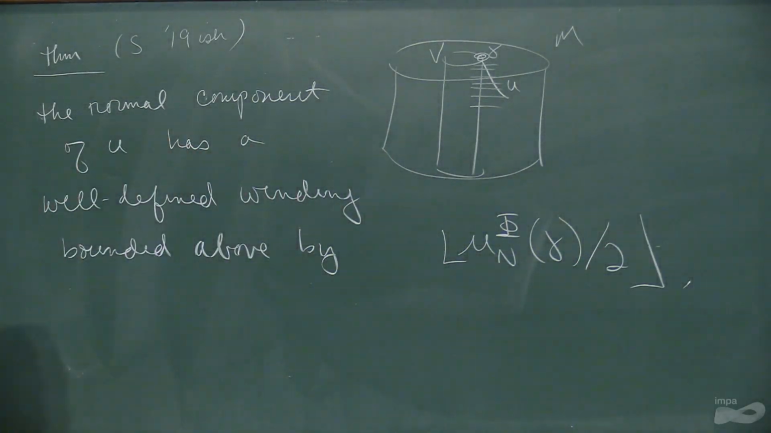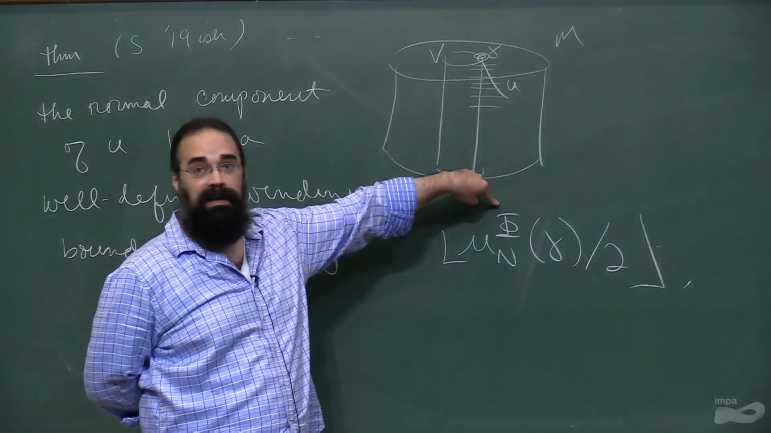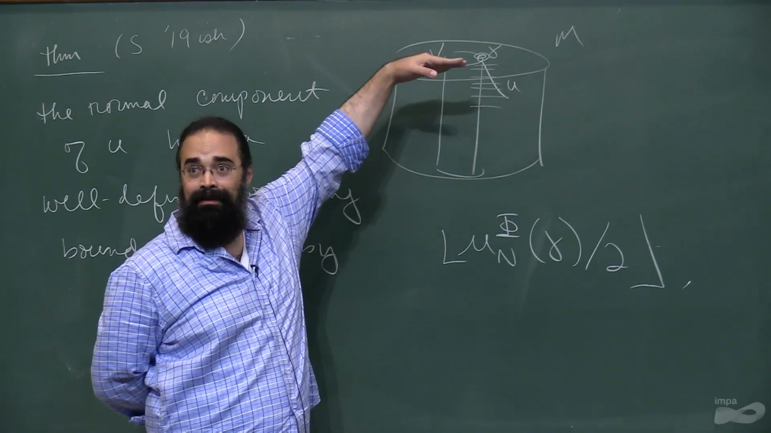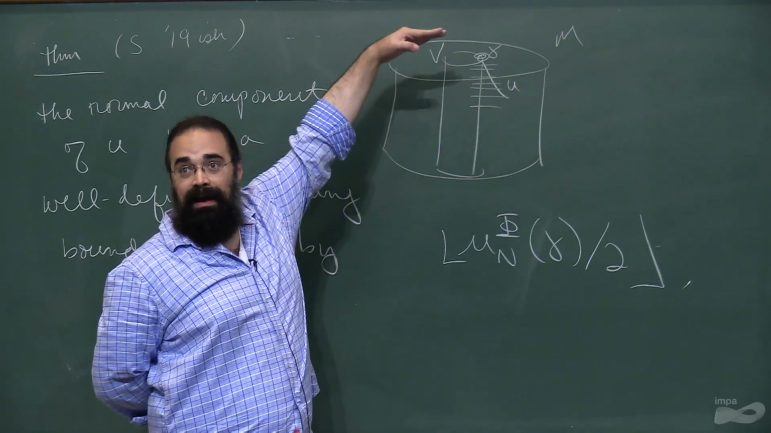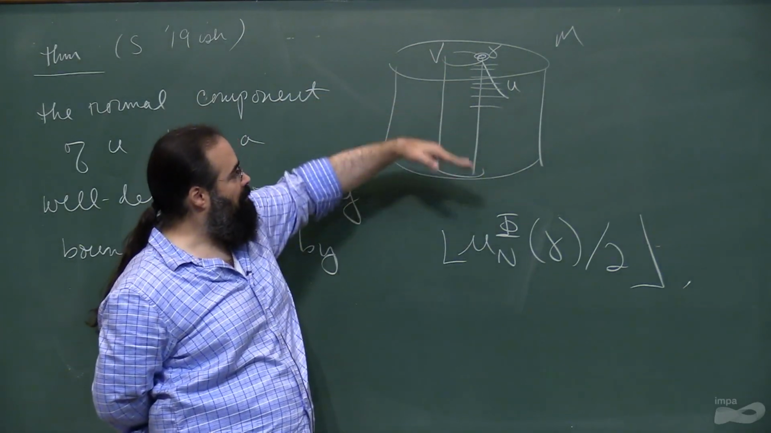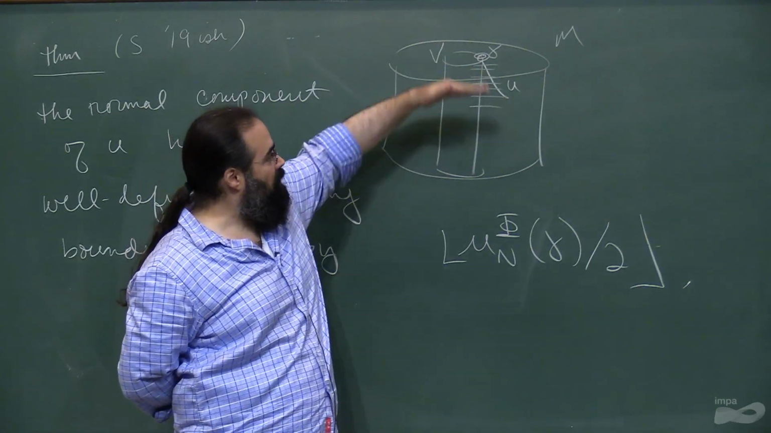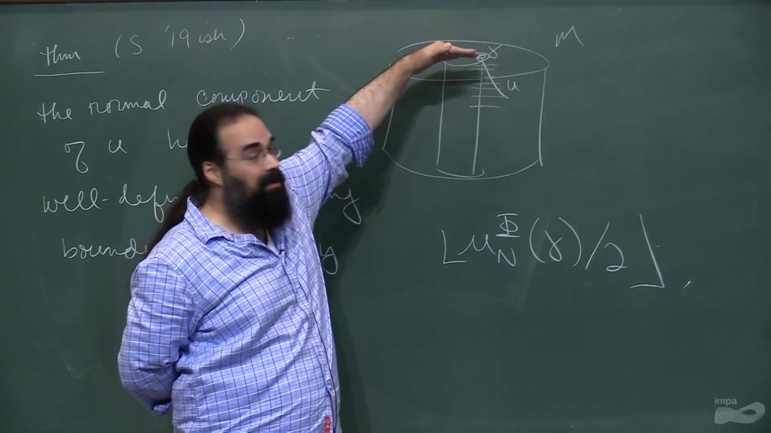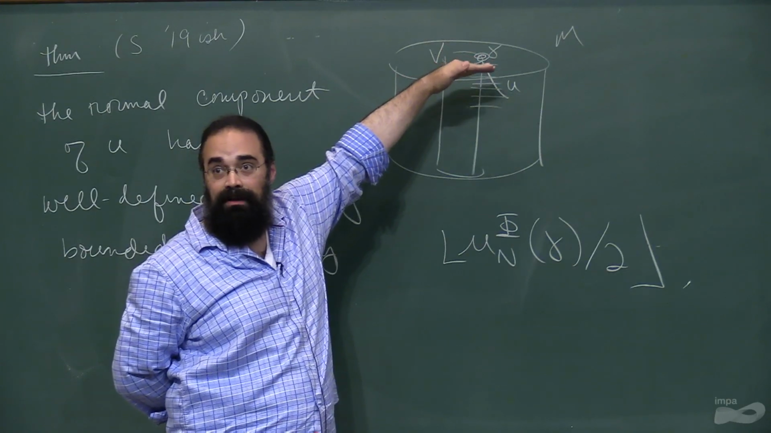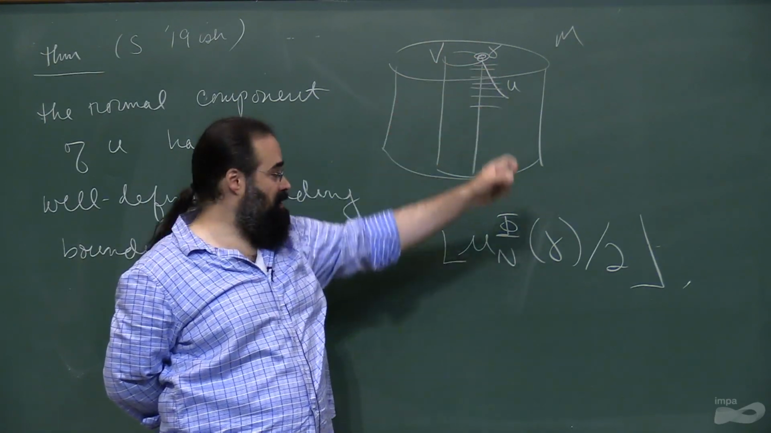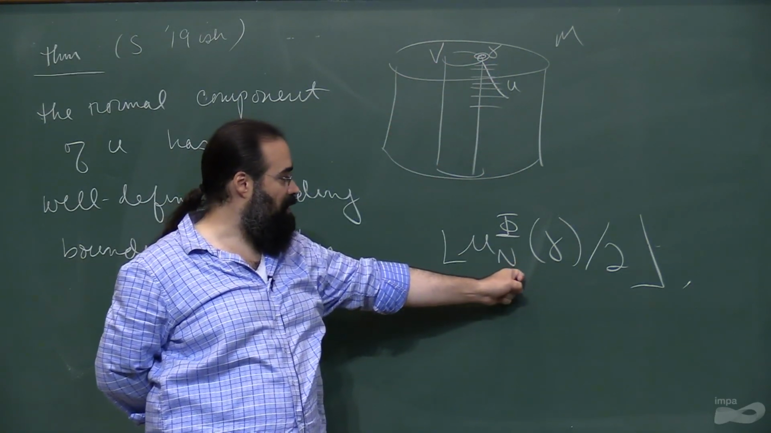So what is this? This is the normal Conley-Zender index. I've picked a trivialization, which I need to do if I want to talk about winding. But for large enough values of S, where S is my R component in the cylinder, the normal component's non-vanishing, therefore it's got a well-defined winding, and that winding is bounded above by what's called the normal Conley-Zender index.